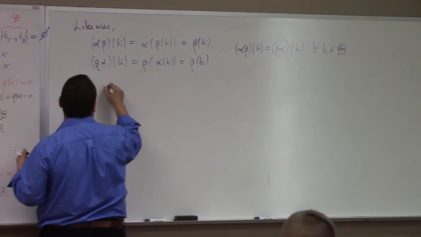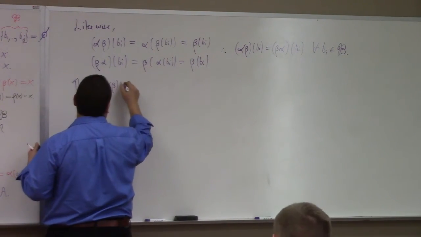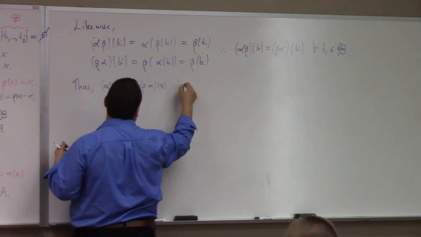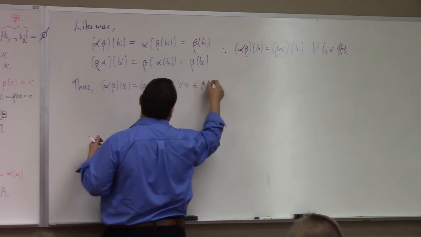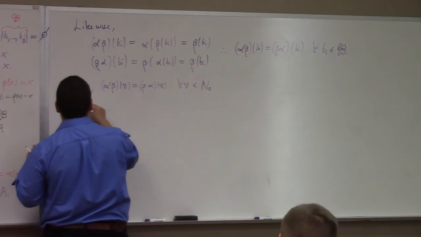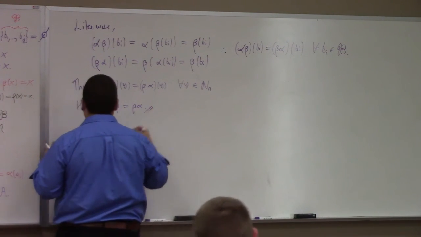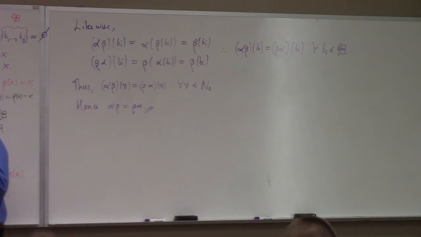Thus, alpha beta of Y is equal to beta alpha of Y for all Y in N sub N. Hence, alpha beta is equal to beta alpha. So there you go. There's the proof that disjoint cycles commute.